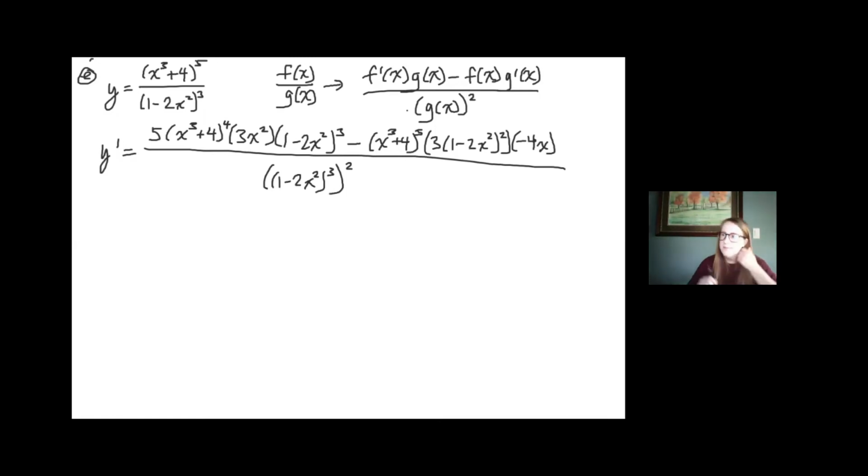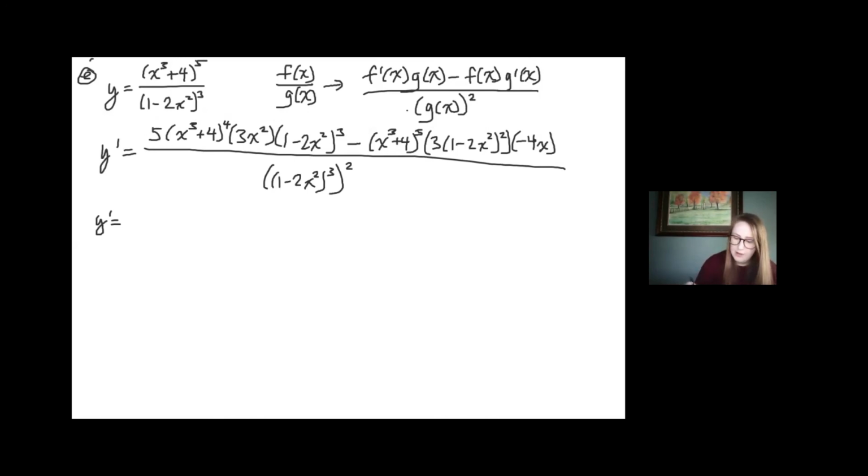Cool. All right, so simplifying this, y prime equals. Okay, looking at our numerator, there's this minus this. And I want to find any common factors and pull those out, factor those out.